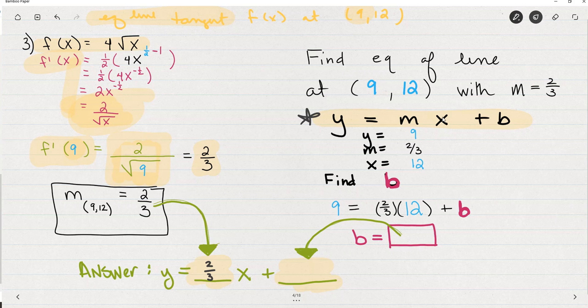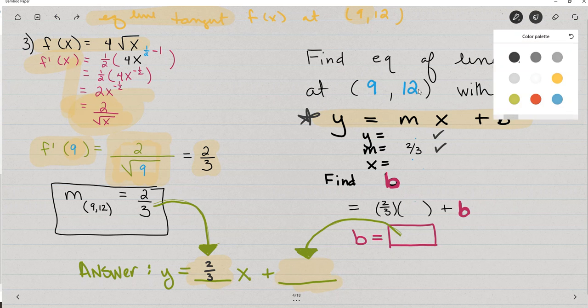Once I have that 2/3, I can use the slope-intercept form, y equals mx plus b, and replace the slope with 2/3. Oh, I just saw it. I wrote this quickly earlier. Glad I'm catching it now. I can replace the y, not with 9. Oops. Sorry about that.